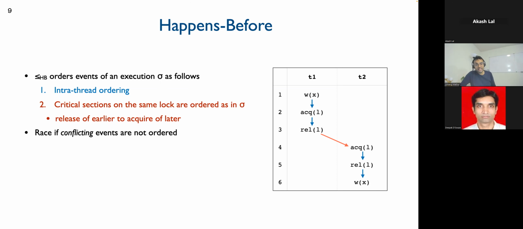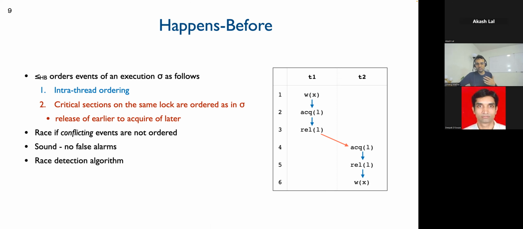And now, if you want to detect a race, you say that there is a race if there are conflicting events which are not ordered by this partial order. Okay, so that's the criterion for detecting a data race using this partial order. And it turns out that this criterion is sound in the sense that there are no false alarms. By sound, I mean if you report a race according to this criterion, then there will be a correct reordering in which two conflicting events are next to each other. So that's the soundness guarantee.